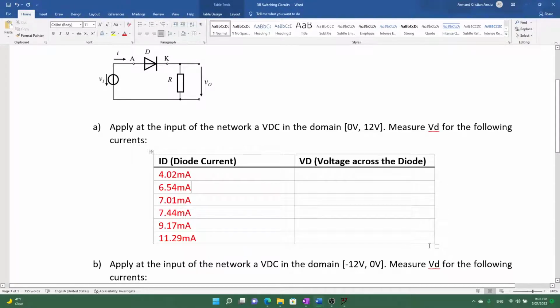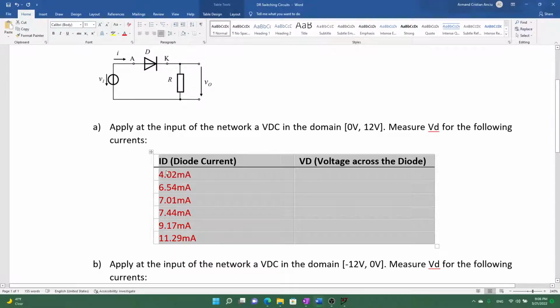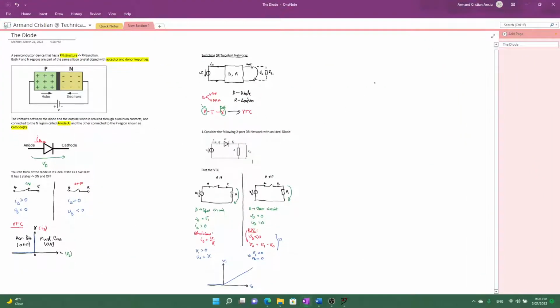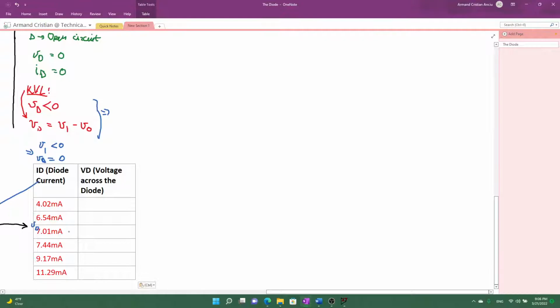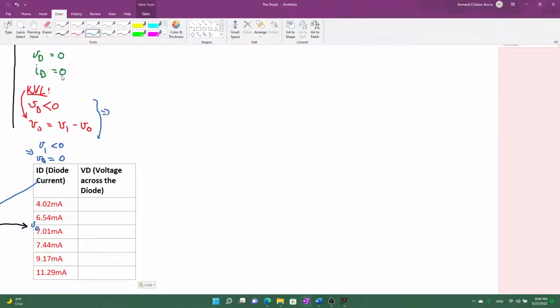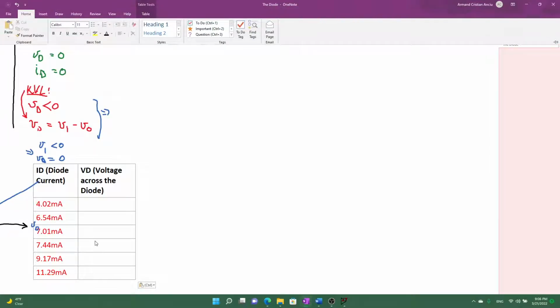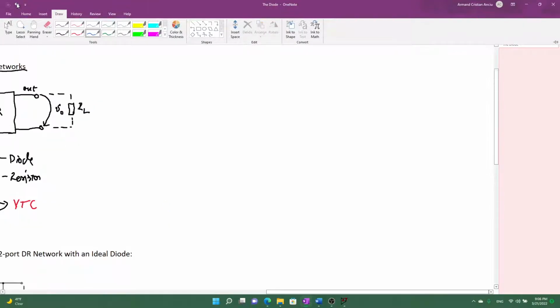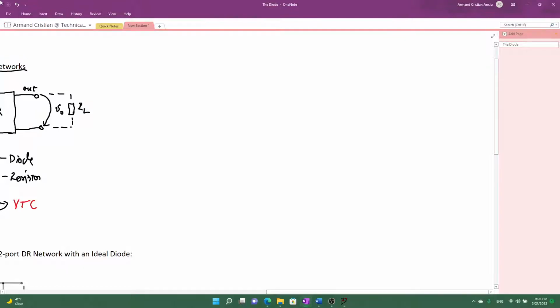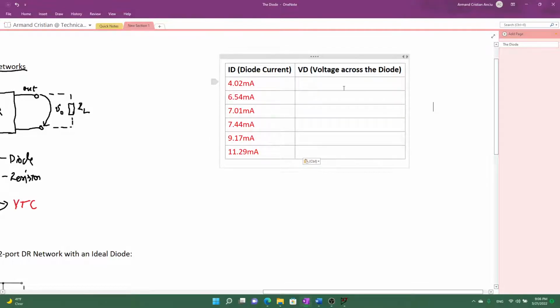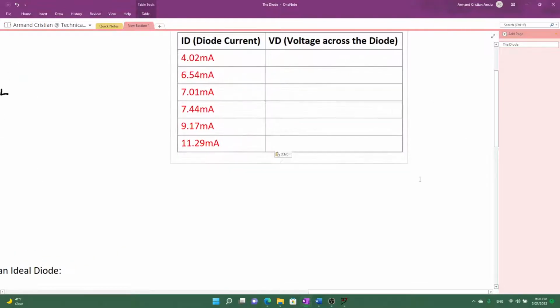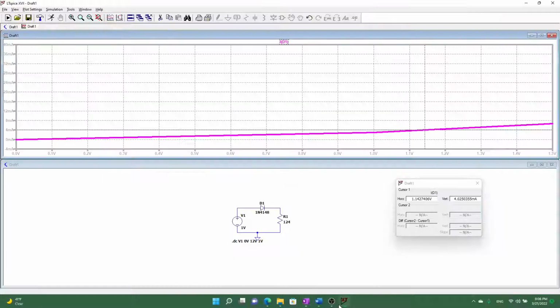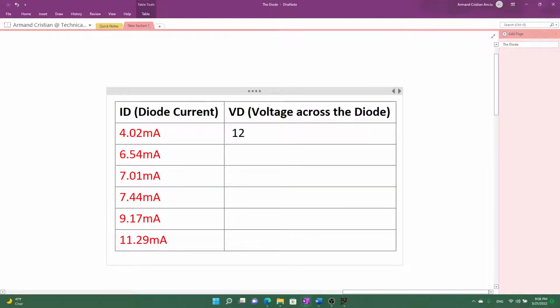If I copy this table and take it to OneNote, something like that, only a little bit better. Actually I'll delete that because it's very bad. Okay, so let's go here and put it here. Nice. So for our 4.02 milliamp current, we said that we have a 1.14 voltage.